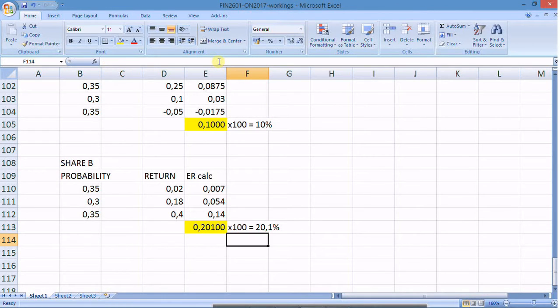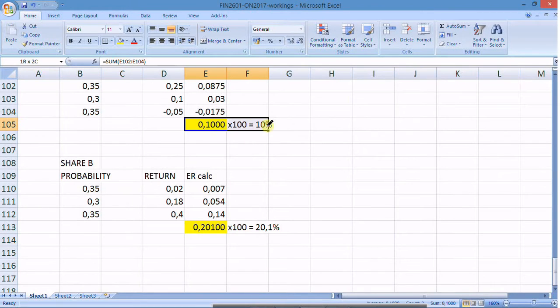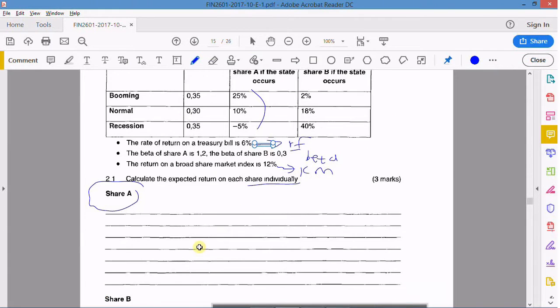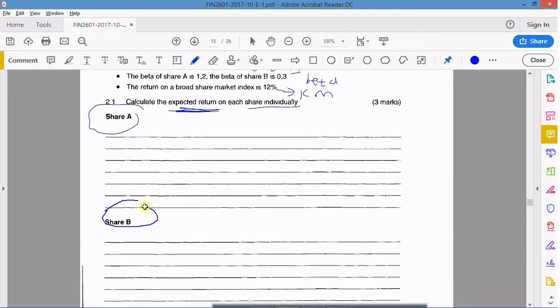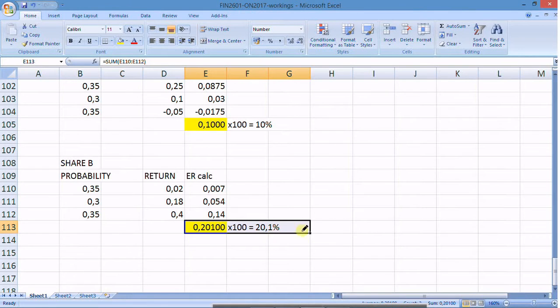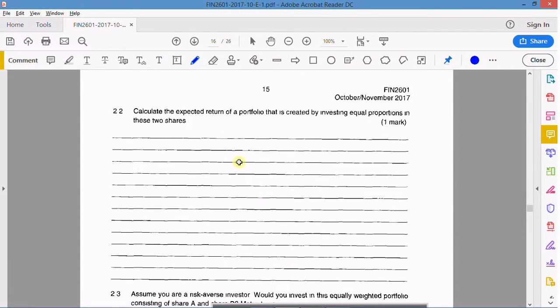So that's the answer for A. A's answer is 10%. So I must always put in the percentage, otherwise I won't get the mark, because it's a return. So you use decimals to calculate, but you convert back to percentage. Okay, share B, you've got that.